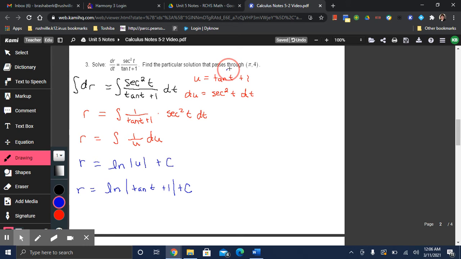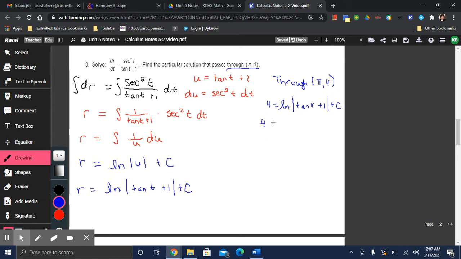Now we want to find the specific solution that goes through the ordered pair pi, 4. So we'll substitute in the 4 for the r, and then this would be the natural log of the absolute value of the tangent of pi, and then plus 1, and we're solving for c. So remember to put that in there, plus c.